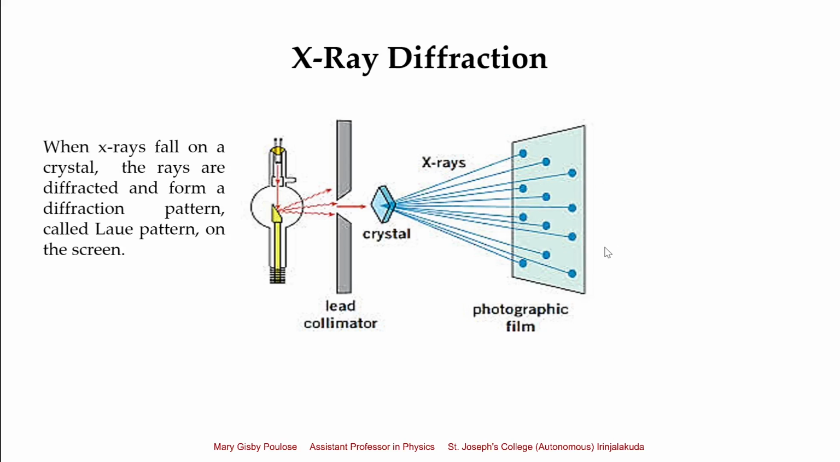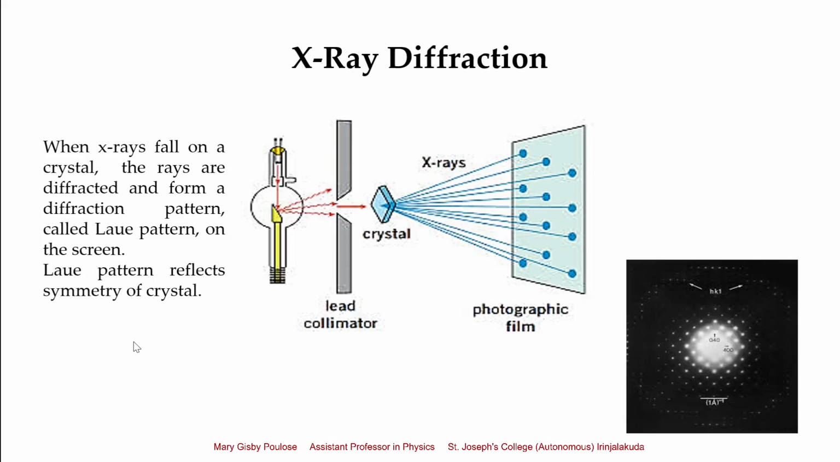Now this pattern is called the Laue pattern. It is called so because of the scientist who first suggested its possibility. This Laue pattern shows the symmetry of the crystal. Here below, this is one of the Laue patterns, the diffraction patterns.